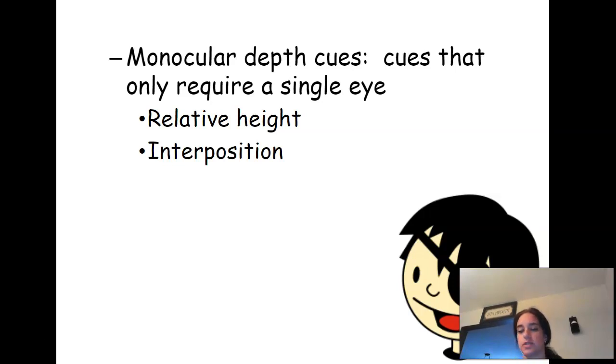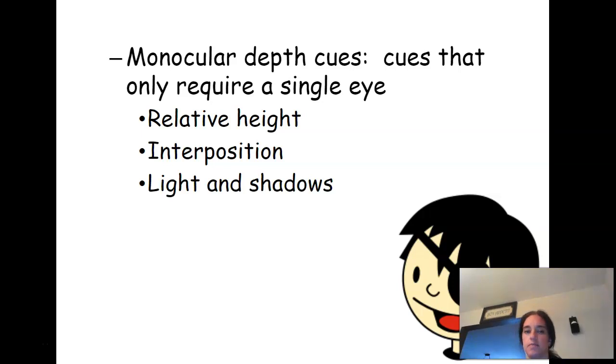We also use interposition. Interposition simply means that objects that can be seen in their entirety are closer, and objects where the outline is interrupted are further away. So in other words, think of it like this. If I'm sitting at my desk and you look at me, you see the desk in its entirety, and you see only part of me. The part of me is blocked because of the desk. Therefore, you know that the desk is closer to you than I am.